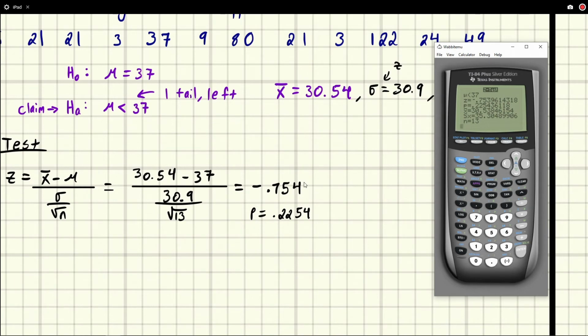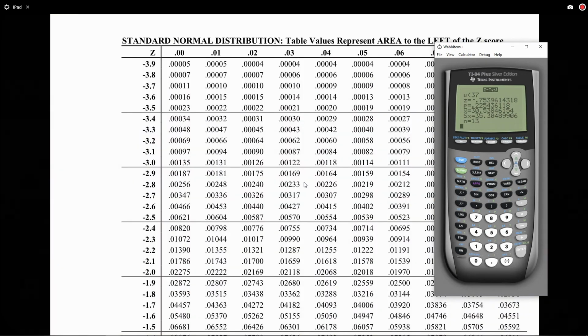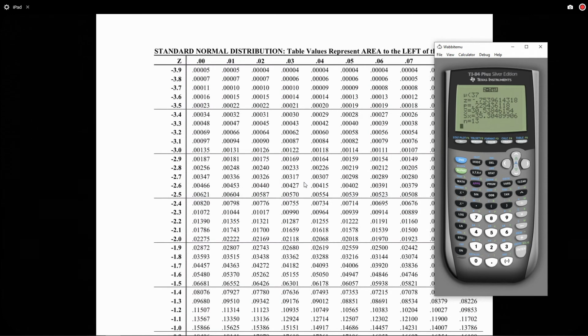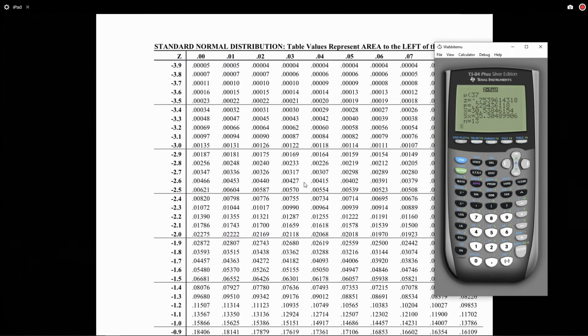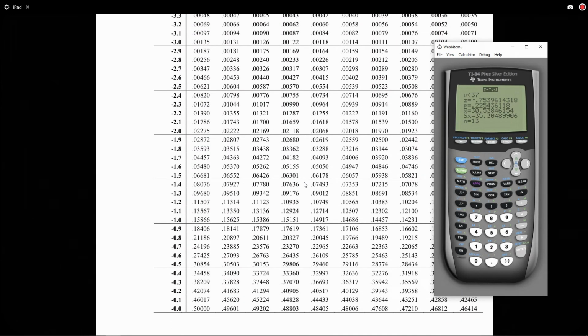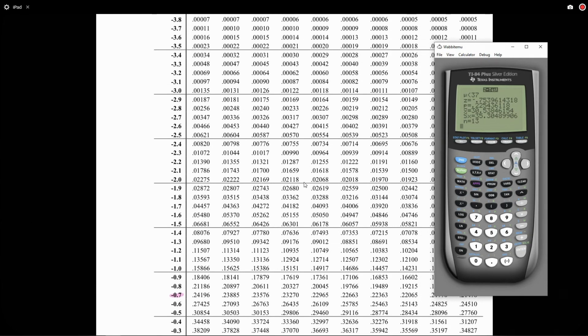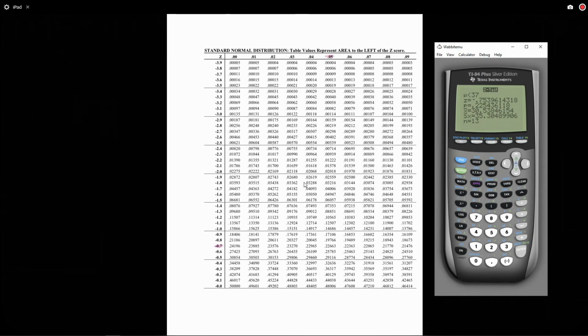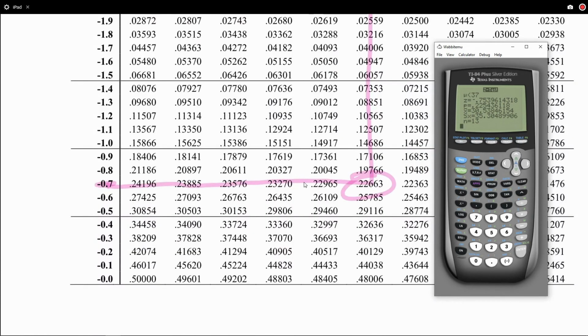So let's go ahead and go to the standard normal table for z stuff. We're going to go to 0.75. So here's negative 0.7. And then we're going to go over to, I can't see the top, 5 is right here. So we're going to just go across like this, up like that. So this is the one we're interested in.